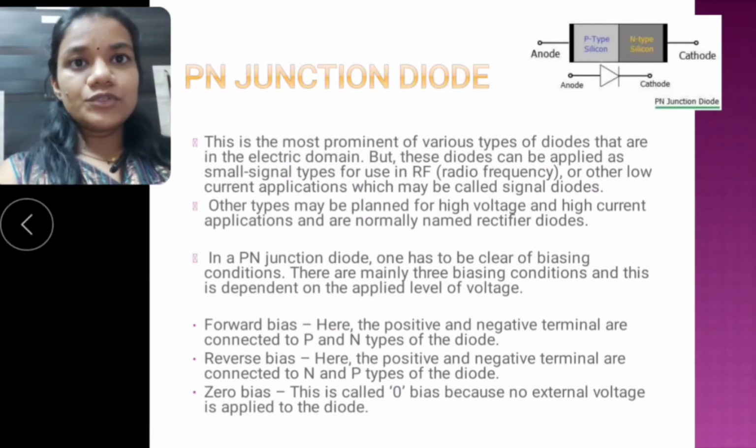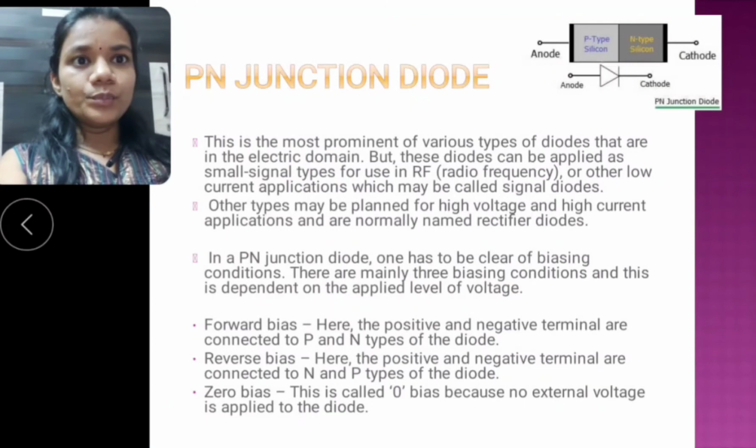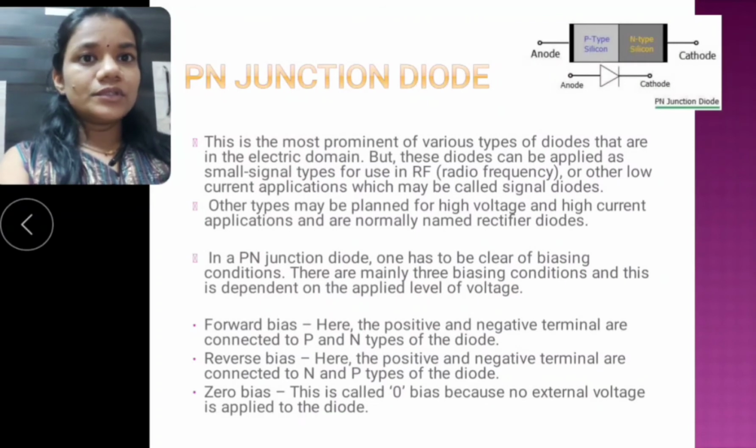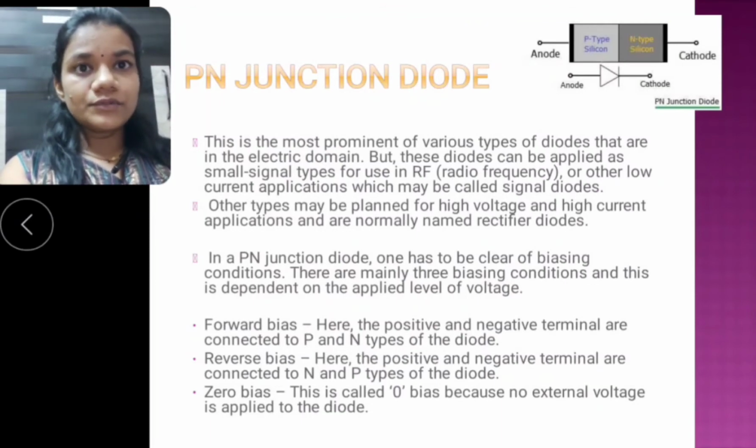So the PN junction diode is the most used and most prominent type of diode in the electric domain. These diodes can be applied as small signal types for radio frequency or other low current applications, which may be called signal diodes. Other types may be planned for high voltage and high current applications and are normally named rectifier diodes. So we will see rectifier diodes further.